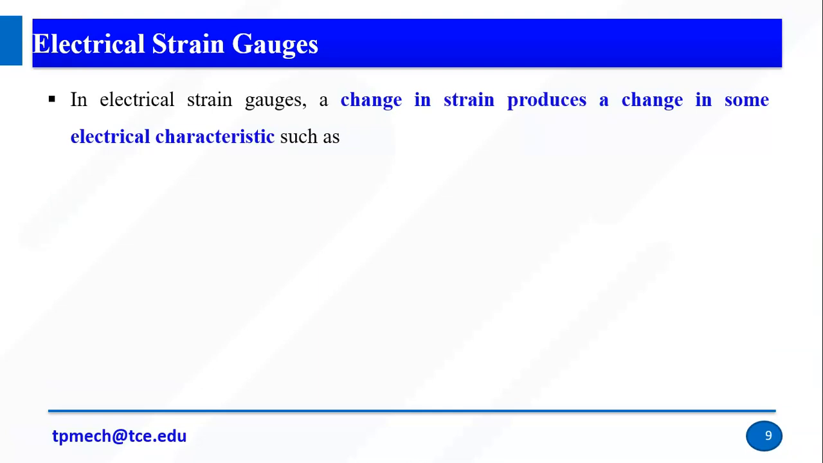So again I said mechanical strain gauges use mechanical deformation. In the same way, electrical strain gauges use electrical characteristics. So in electrical strain gauges, a change in strain produces a change in some electrical characteristics. For example, if I have a material and I'm supplying electric power, I will get a constant output. If the values change, the reason is the electrical characteristics have changed. Why do the electrical characteristics change? Because strain will occur.